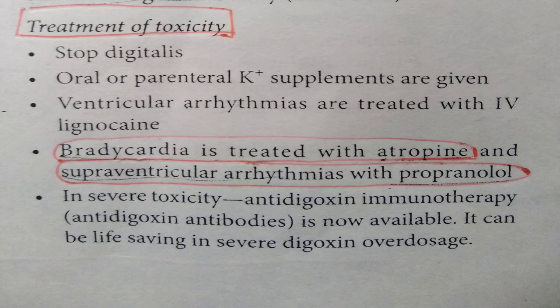Treatment of toxicity. Stop digitalis. Oral or parenteral potassium supplements are given. Ventricular arrhythmias are treated with IV lignocaine. Bradycardia is treated with atropine, and supraventricular arrhythmias with propranolol. In severe toxicity, anti-digoxin immunotherapy, that is anti-digoxin antibodies, is now available. It can be life-saving in severe digoxin overdosage.